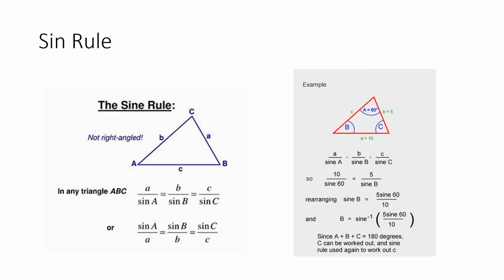Yeah, as I said, the sine rule. So, a over sine A equals b over sine B equals c over sine C. Or sine A over a equals sine B over b equals sine C over c. So when you're doing this, you won't have all the information to fully fill out that equation. So you can just do it with 2.